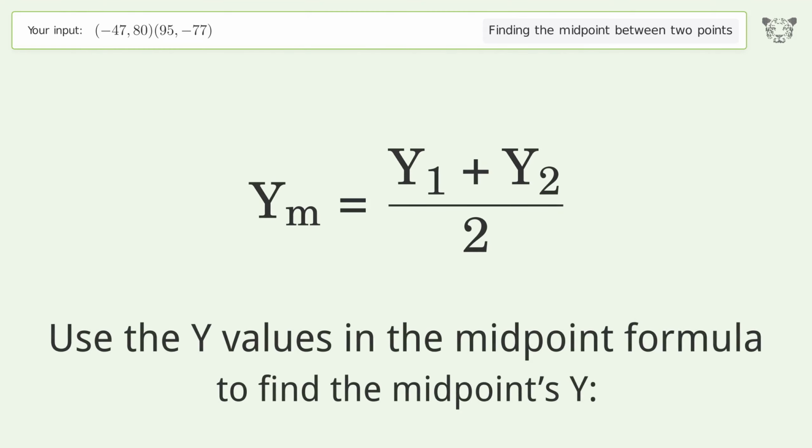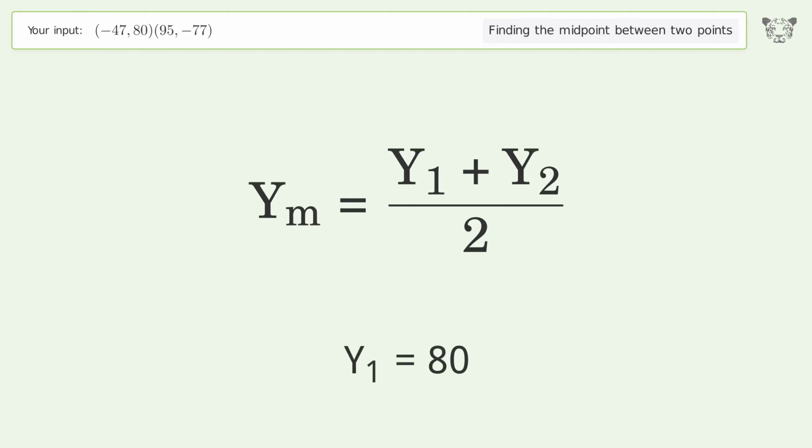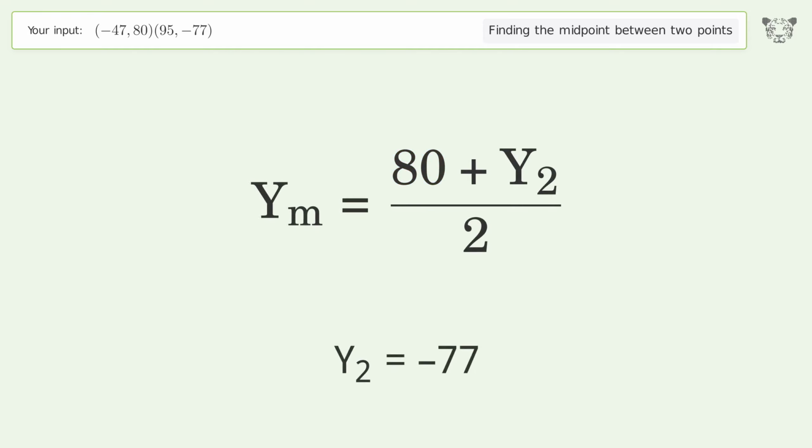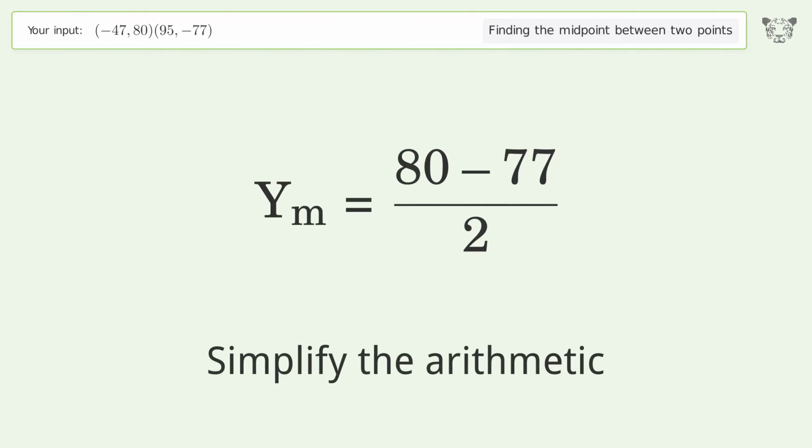Use the y values in the midpoint formula to find the midpoint's y. y1 equals 80. y2 equals -77. Simplify the arithmetic.